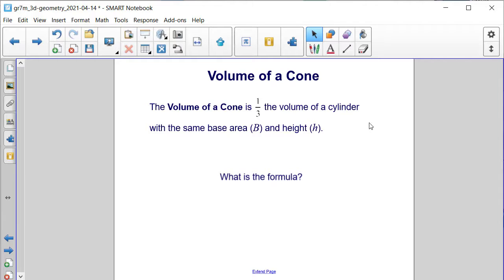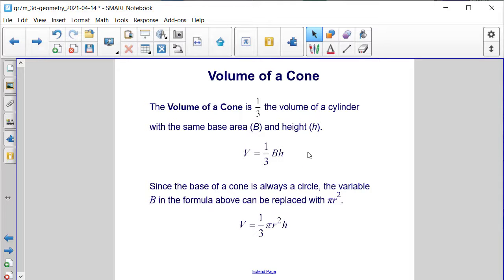The volume of a cone is 1/3 the volume of a cylinder with the same base area, capital B, and height, h. So what would the formula for the volume of a cone be? Take a moment to pause this video to think about it, and when you're ready for the answer, unpause it. Similar to a pyramid, the volume of a cone is equal to 1/3 times the area of the base times its height. But in a cone, the base is always a circle.